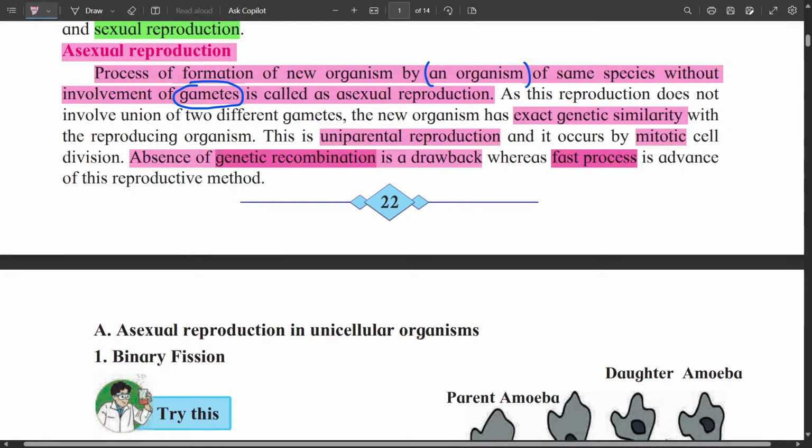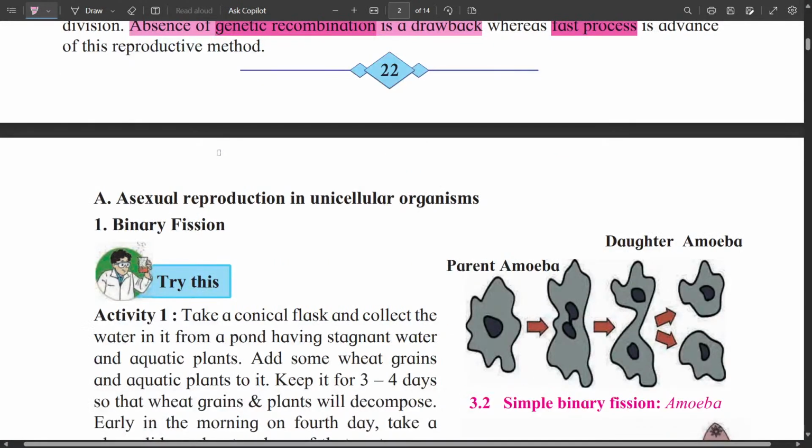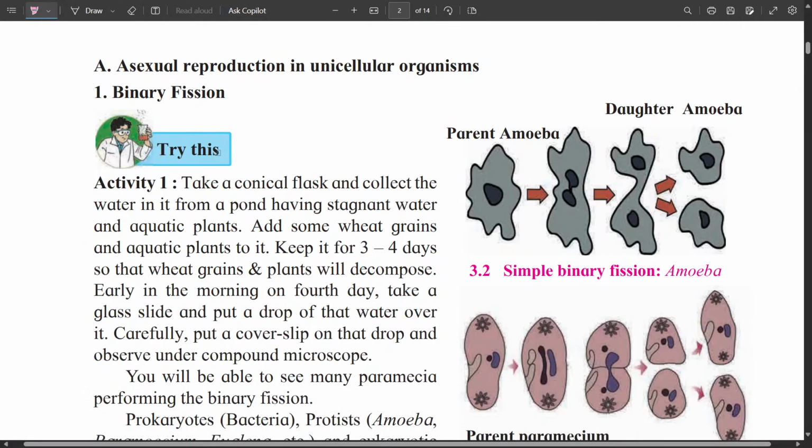That means in every generation a small change can occur due to inaccuracies in the DNA copying, and these small changes can accumulate over time to large changes, and because the process is fast, accumulation also occurs fast enough. So fast process is the advantage, lack of genetic recombination is a drawback of asexual reproduction. Now let us see different types of asexual reproduction. First is binary fission.